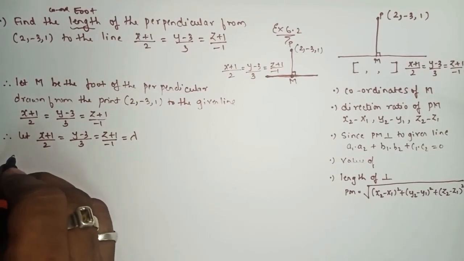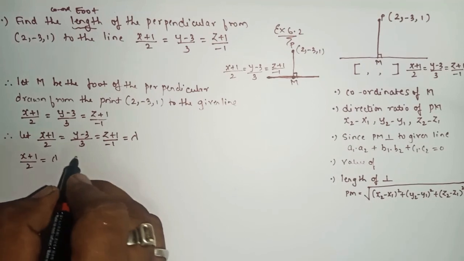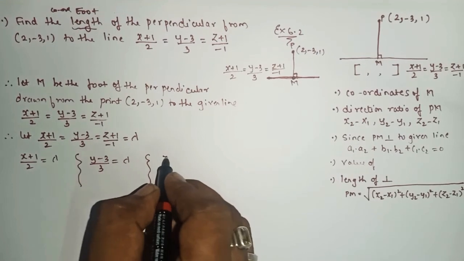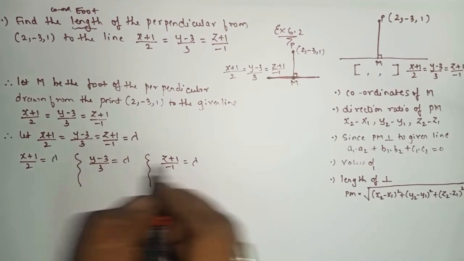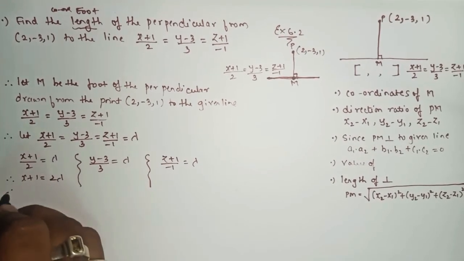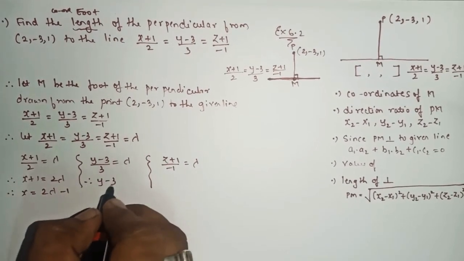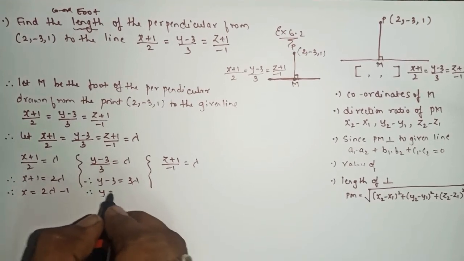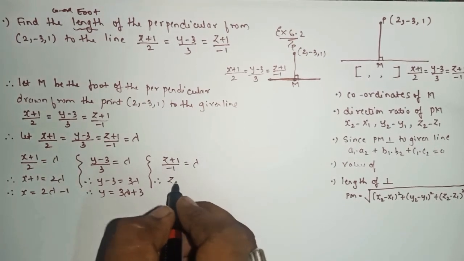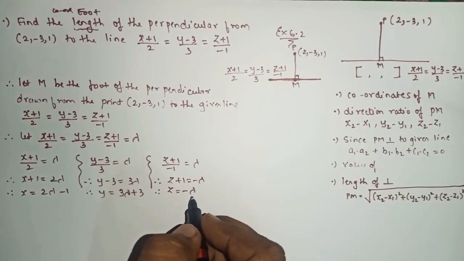So after solving this part, (x plus 1) upon 2 equals lambda, (y minus 3) upon 3 equals lambda, (z plus 1) upon minus 1 equals lambda. Therefore x plus 1 equals 2 lambda, so x equals 2 lambda minus 1. y minus 3 equals 3 lambda, so y equals 3 lambda plus 3. z plus 1 equals minus lambda, so z equals minus lambda minus 1.